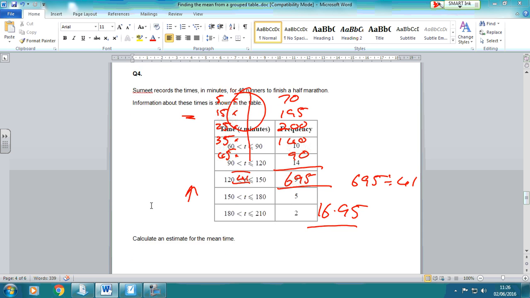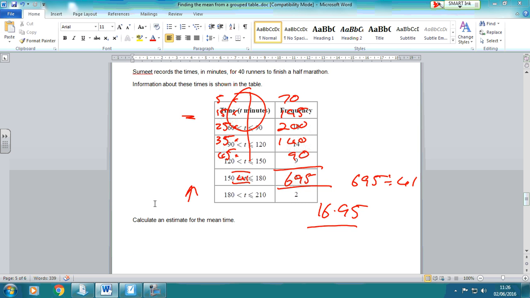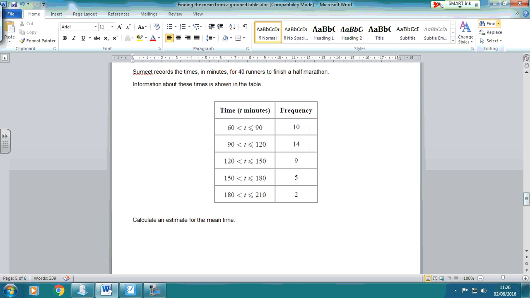So very, very easy. Again, let's do it again, just to make sure we can. So we need to find the midpoint. So there's a gap of 30. So half of that is 15. So we go 15 in, so that's going to give us 75. Gap of 30, half of that is 15. Going from that, and you get 105.